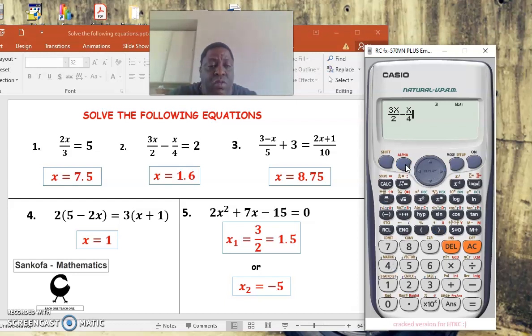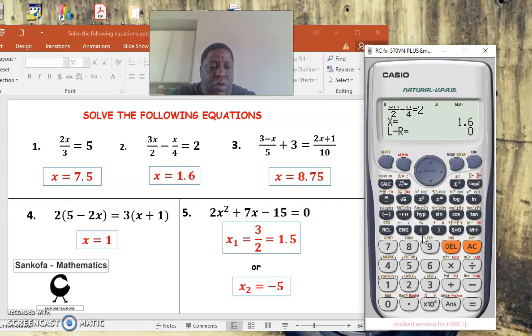And remember, for equal to, you press alpha equal to, and then you hit 2. All right, then you press shift, calculate. So now it says, do you want to solve for x? You say equals to yes, and then it gives you 1.6. As you can see, I've already calculated, so the answer is 1.6. So I'm going to do the third one.